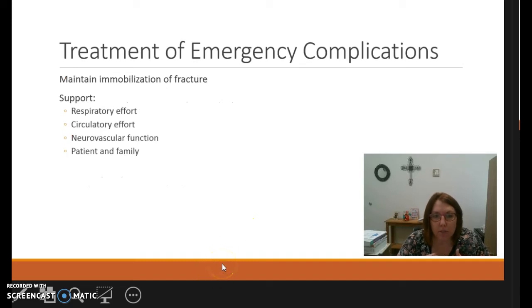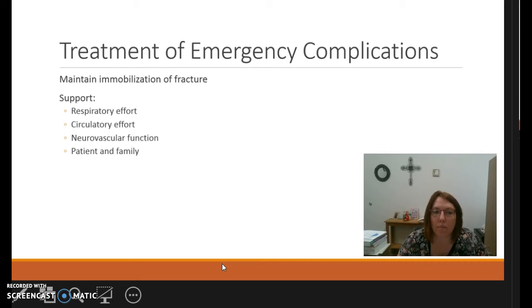For treatment of the emergency complications, again, we need to maintain immobilization of the fracture. If you look in your ATI book, on page 456, it goes through these complications and talks about the clinical manifestations, the nursing action, and the client education. In this class, these are the key things we need to focus on. What do we need to do as a nurse to assess, monitor, and create a plan of care for these patients?